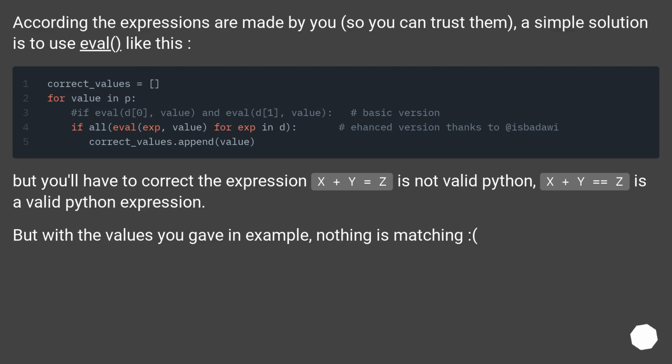But you'll have to correct the expression: x plus y equals z is not valid Python. x plus y equals z, with a double equals sign, is a valid Python expression. But with the values you gave as an example, nothing is matching.